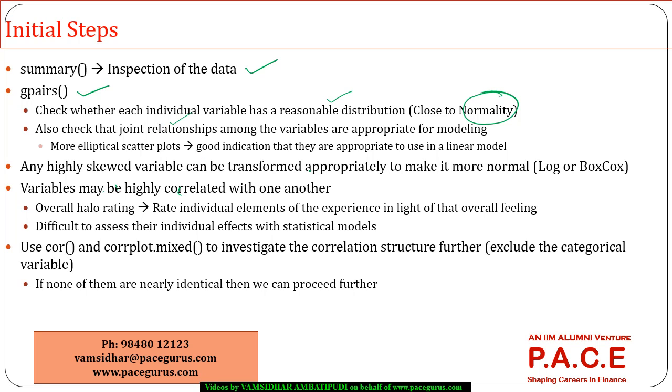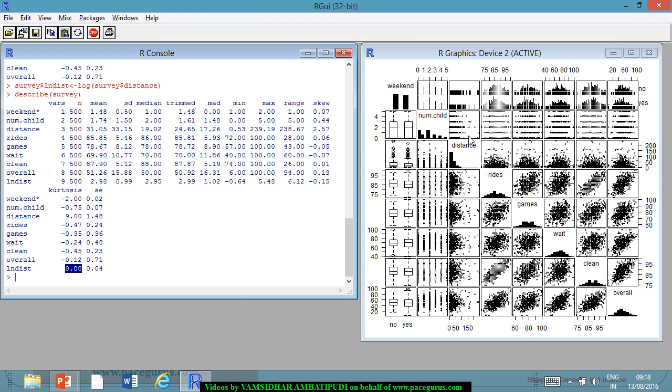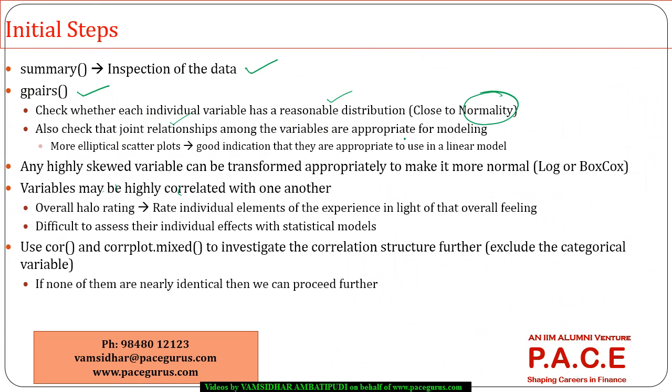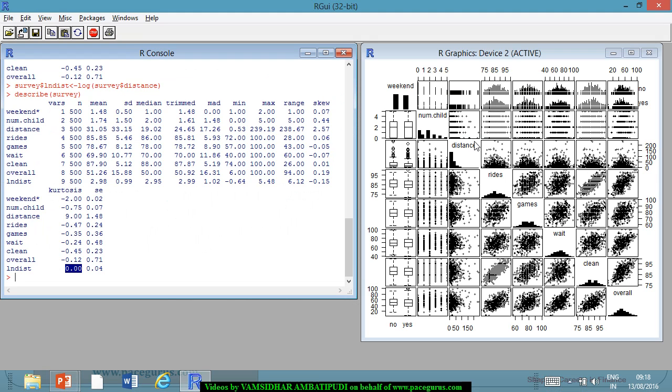Then I can also check for joint relationship among the variables. Right now, pairwise we can look at the relationships, and there my intention is to see whether the variables are appropriate for modeling. What I really need to understand is that the more elliptical these scatter plots are, the better. So here you could see it's an ellipse, it's an ellipse, it's an ellipse. The more elliptical they are, the more comfortable they are for modeling purposes.